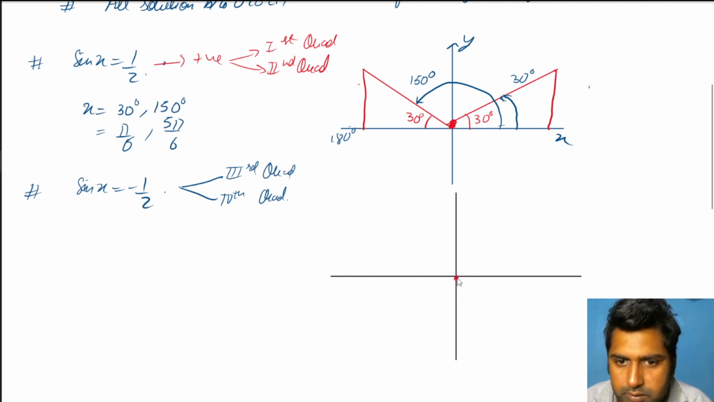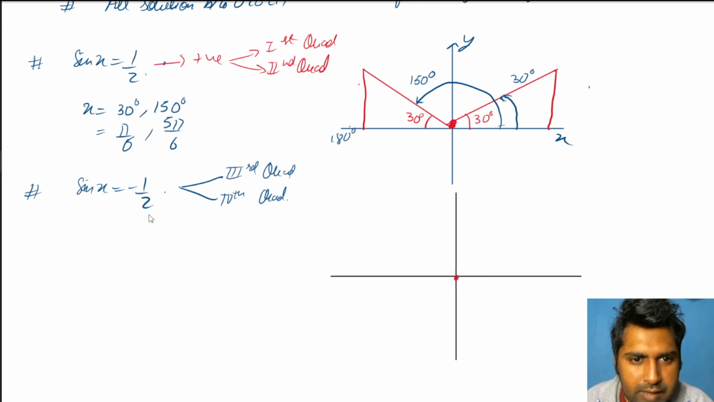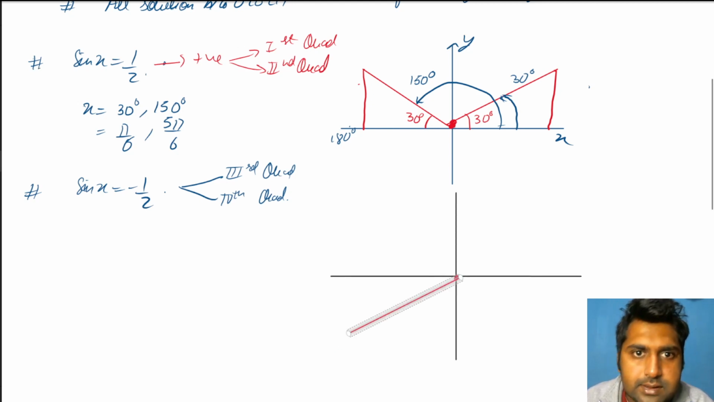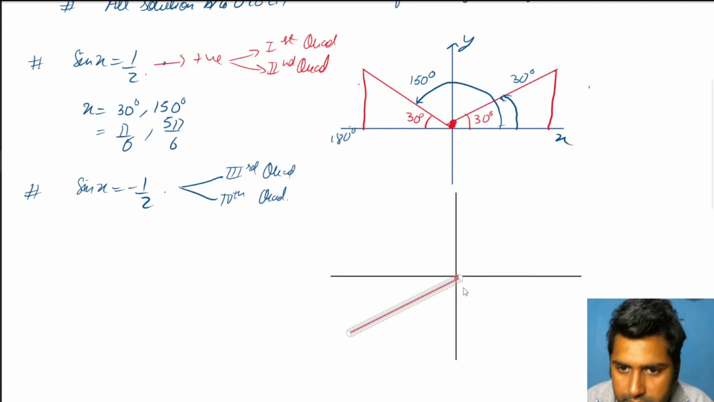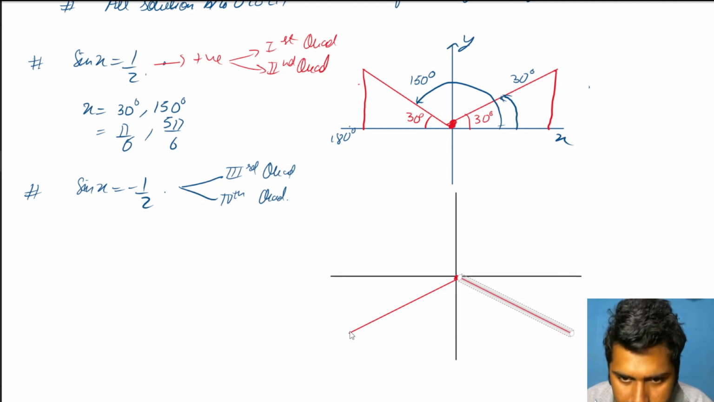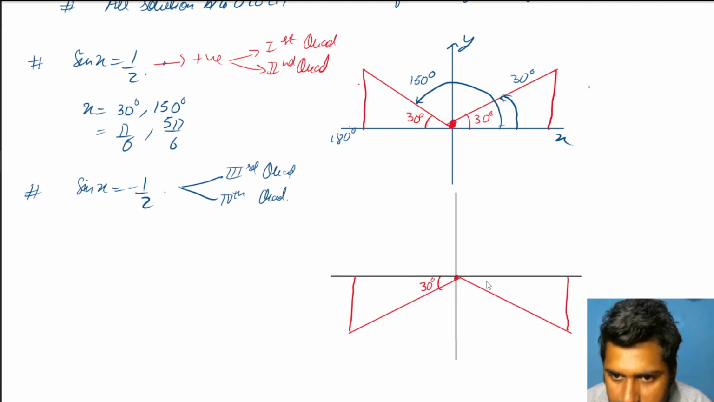So the basic idea is that we have to make a triangle of 30 degree in third and fourth quadrant. So let's make a triangle. In third quadrant it will be like this, in fourth quadrant it will be something like this. I'm approximately drawing this anyway. So like this. So the basic angle here will be 30 degree, here also acute angle will be 30 degree.